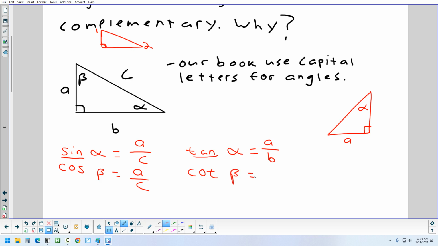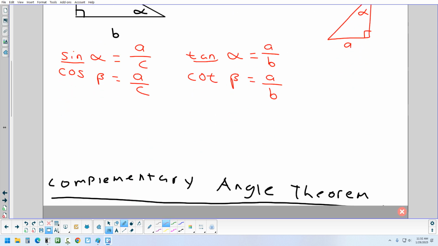So from beta, I need the adjacent over the opposite. What is adjacent over opposite? Yeah, it's A over B again. Okay, so hopefully you're noticing a pattern. And this pattern is called the complementary angle theorem.